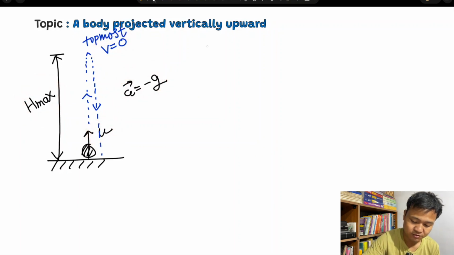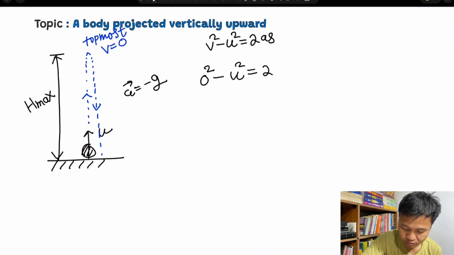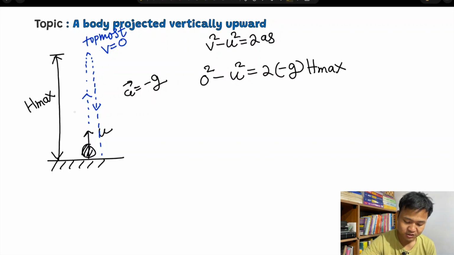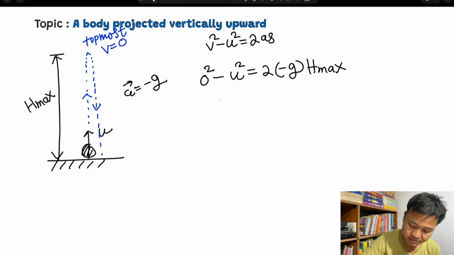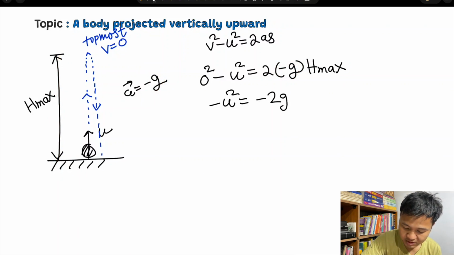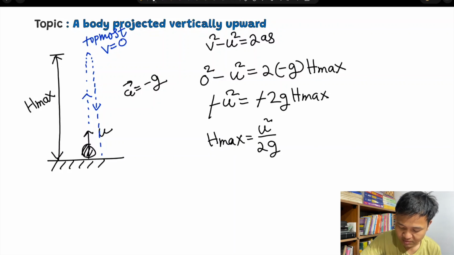The formula is v square minus u square equals twice a s. Let's apply it here. v at the top is 0, so 0 square minus u square equals 2 into minus g into h max. The measurement is upwards, so h max is positive, and a is downwards, so it is minus g. So minus u square equals minus 2g into h max. Minus minus gets cancelled. So what is h max? u square by 2g.